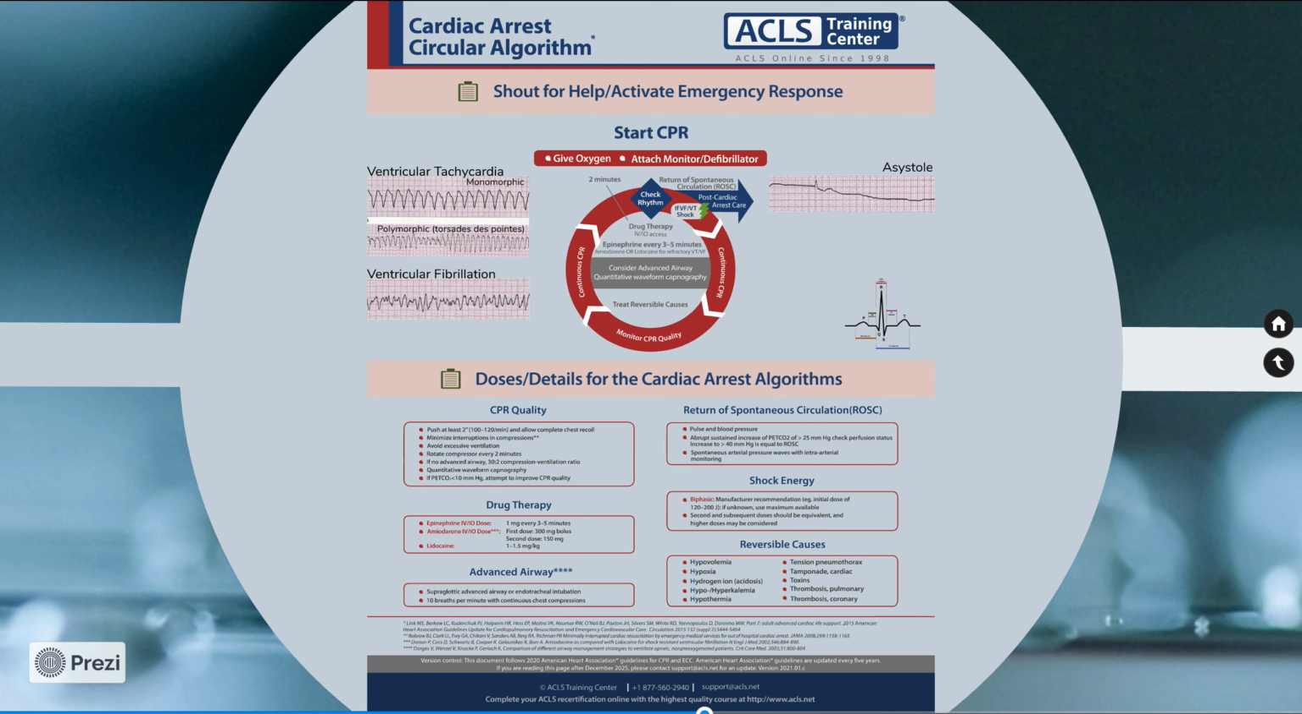Now, we have seen the molecules involved in the management of cardiac arrest. Again, I emphasize the difference in the handling of VTAC and VFib versus the handling of asystole. In both cases, you use epinephrine, but only in VTAC or VFib will you use amiodarone or lidocaine.